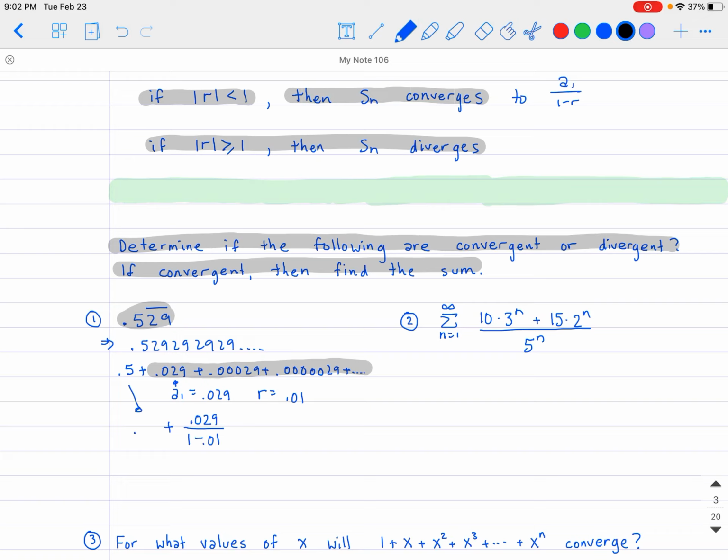And don't forget the 0.5 that's been sitting on the side the entire time, because you have to add that too. So if we simplify, that's 0.5 plus 0.029 divided by 0.99. Let's move some decimal places over. So 0.5, we can just leave that part, plus the other part will be 29 over 990. And I guess we can combine those two together if you want. So that is equal to 495 over 990 plus 29 over 990.